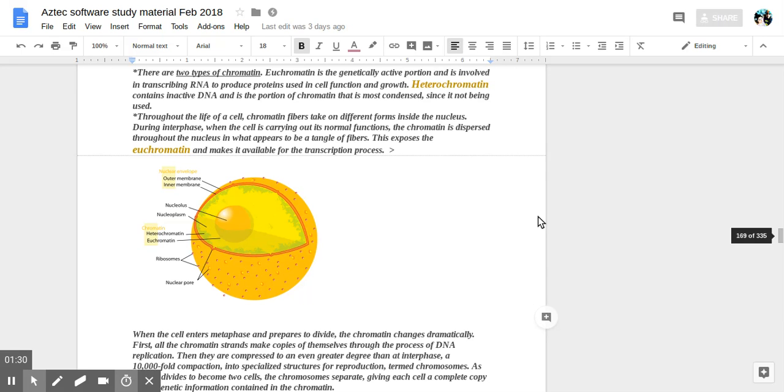Heterochromatin contains inactive DNA. By contrast, it is the portion of chromatin that is most condensed. It is the state that the chromatin is in when the DNA is not accessed or not used.